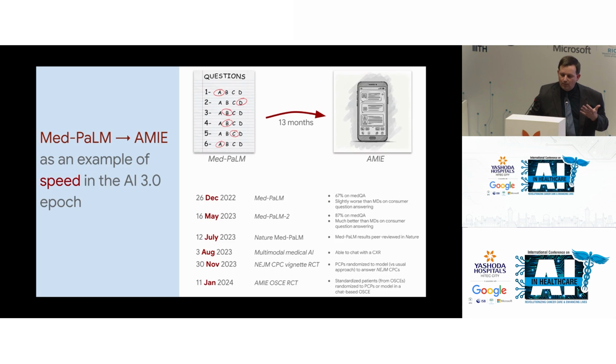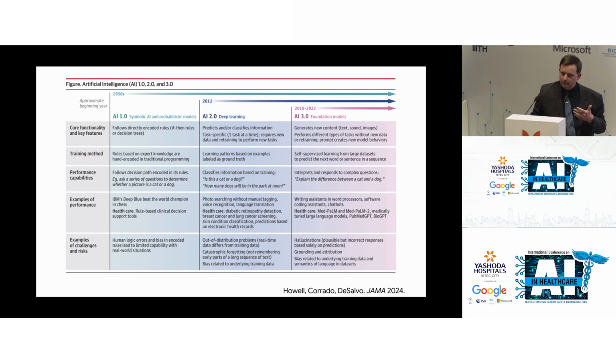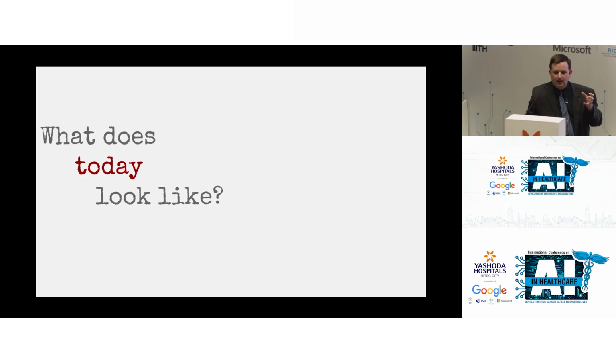And the important part is not the specific models. The important part is we went from being able to barely pass a multiple choice test to outcompeting board-certified primary care physicians in a text-based simulated OSCE in 13 months. That's how fast the technology is getting better. That's the anchor of that JAMA paper. And then I want to leave you with, what does today look like?